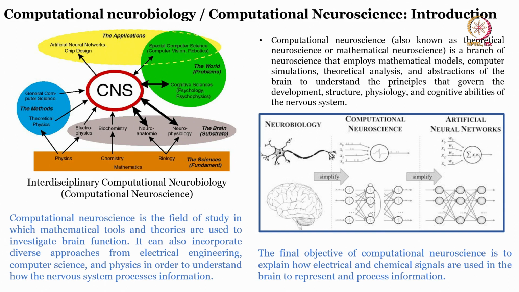represent and process information. Computational neuroscience is also known as theoretical neuroscience or mathematical neuroscience, and is a separate branch of neuroscience that employs mathematical models, computer simulations, theoretical analysis and abstractions of the brain to understand the principles that govern the development, structure, physiology and cognitive abilities of the nervous system. As this is more like how we read it, right.